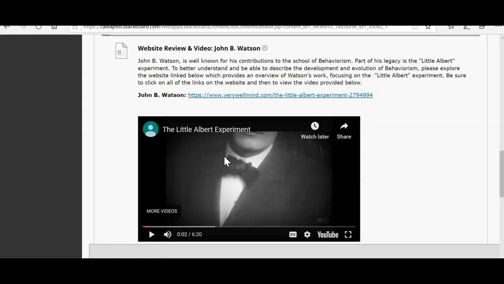The participant, Little Albert, was about 9 months old. What Watson did was expose him to a series of stimuli, including a white rat, a rabbit, a monkey, a mask, and a burning newspaper, and observed the boy's reactions.